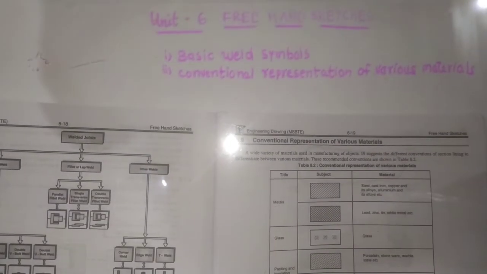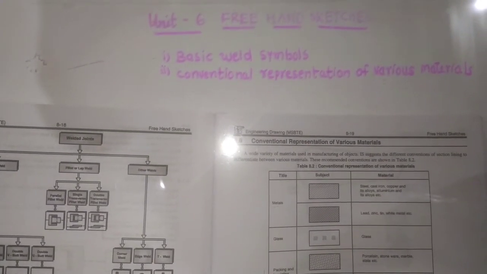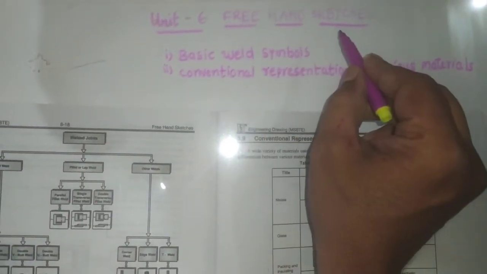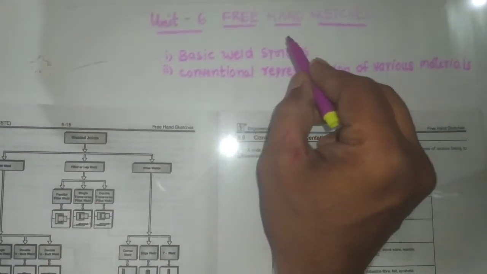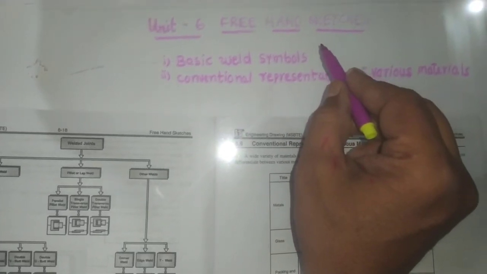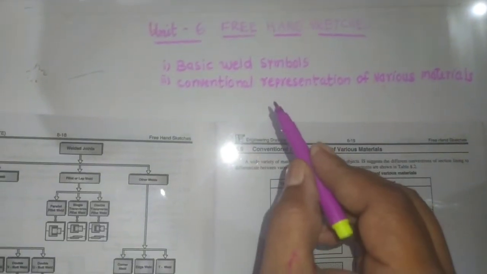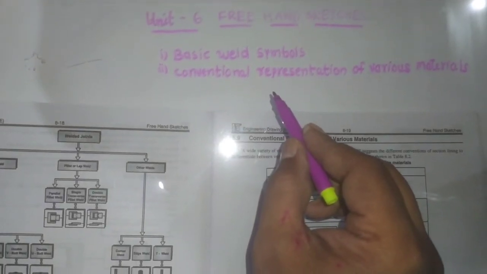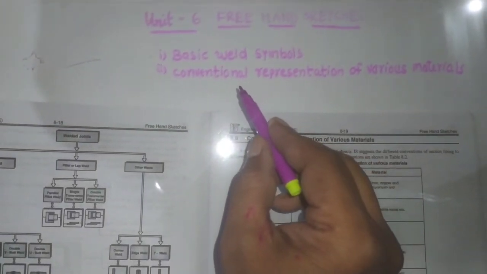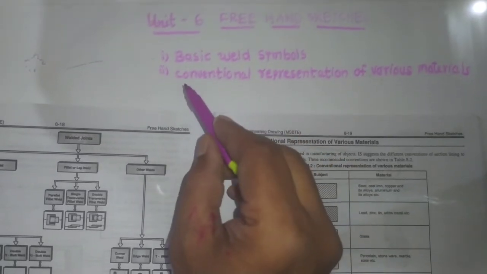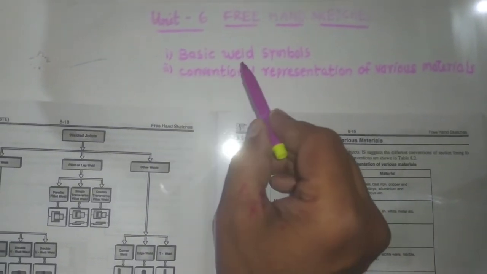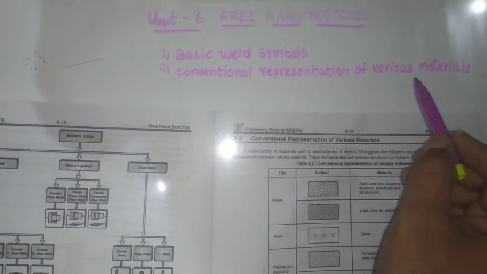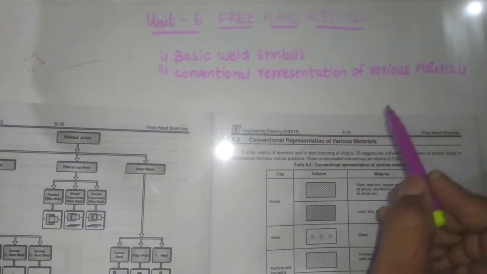Today we will see unit 6, that is freehand sketches. We already started with this unit. In the last unit we started with welding, how welding plates are joined, and the welding symbols. Now in today's lecture, we will see basic weld symbols and conventional representations of various materials.